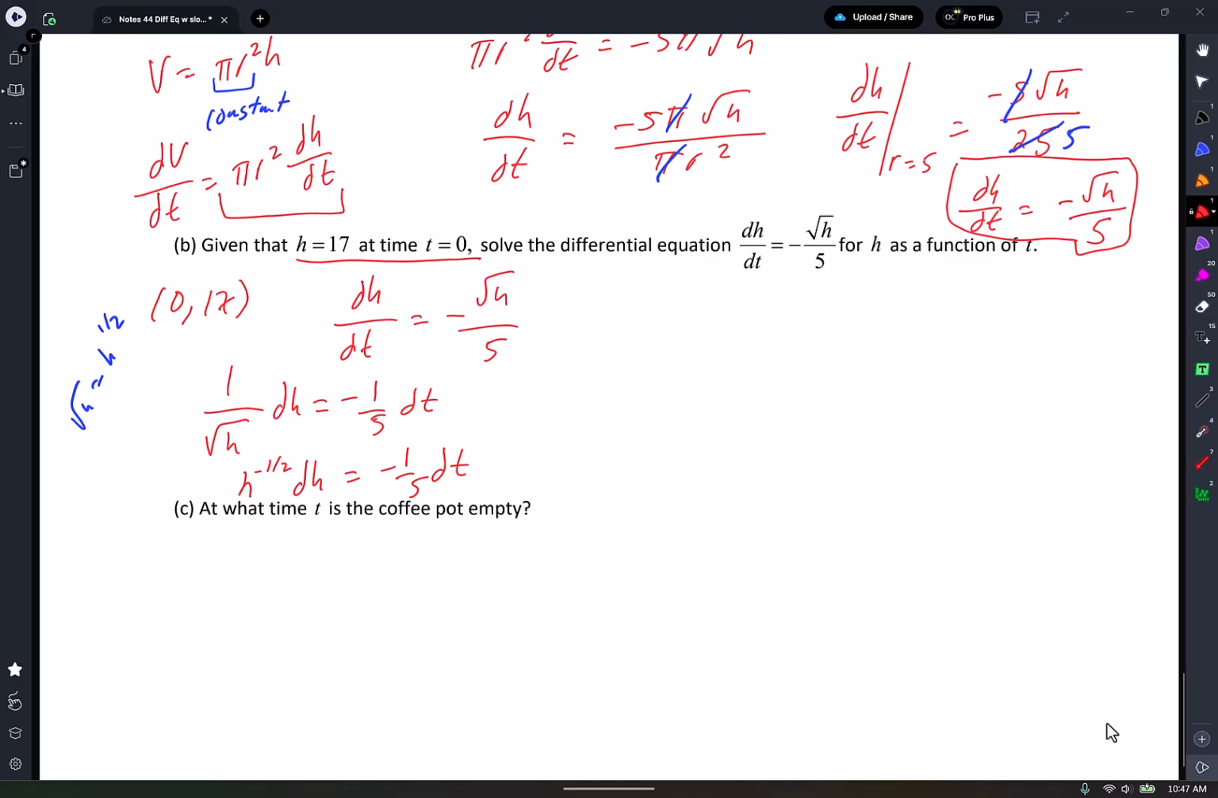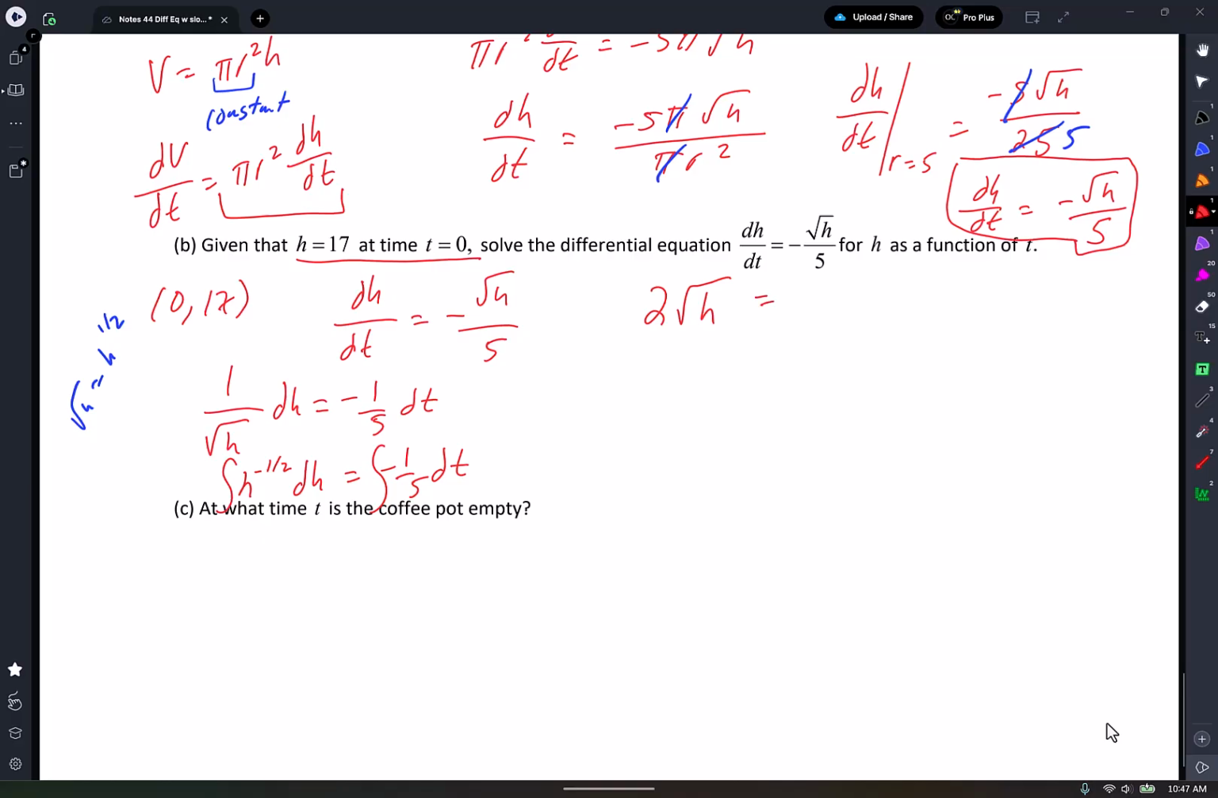What do I do to get rid of the differentials? I integrate, and then I do what Houston just said: add 1 to the exponent. That's h to the 1/2. And I divide by 1/2, which is the same thing as multiplying by 2. So I'm going to have 2 square root of h. Does everyone know where that square root of h came from? That's h to the half.